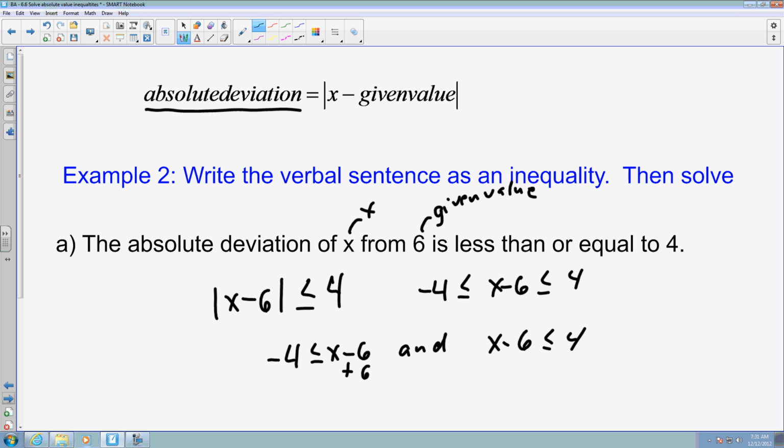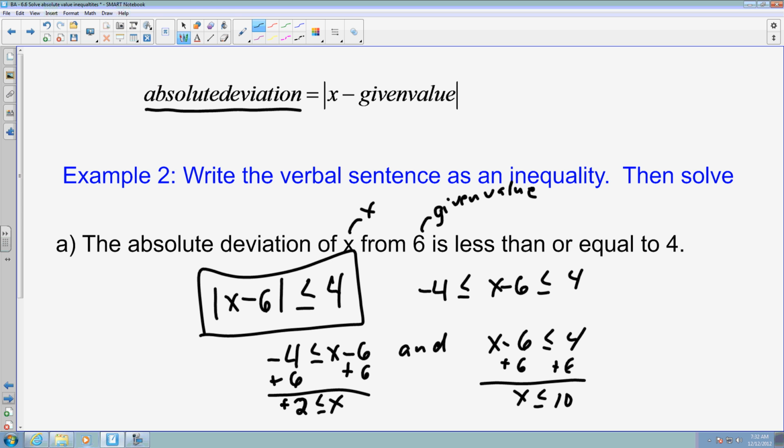So I go plus 6 both sides, which gives me, oh, I'm sorry, that's a positive 2. It's less than or equal to x. And add 6 to both sides, leaves me at x is less than or equal to 10. So this is how you write it out as an inequality. And to solve it, it would be 2 less than or equal to x is less than or equal to 10. And if you were to graph that, your graph shading would be in between 2 and 10.